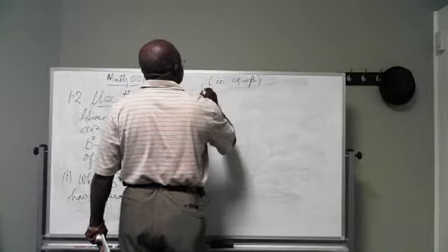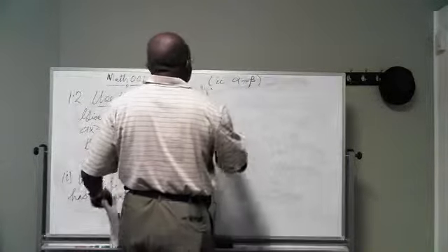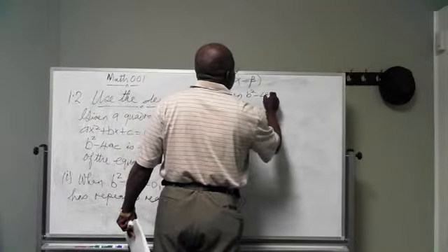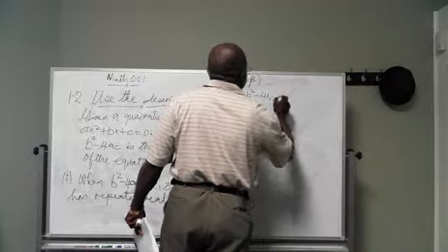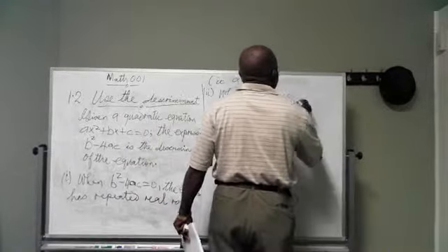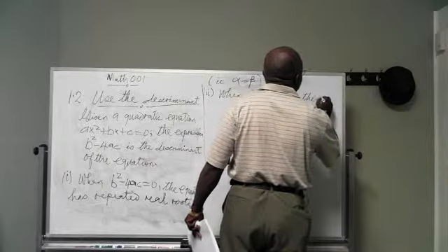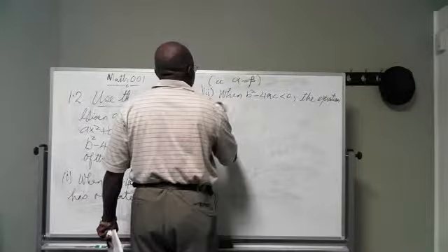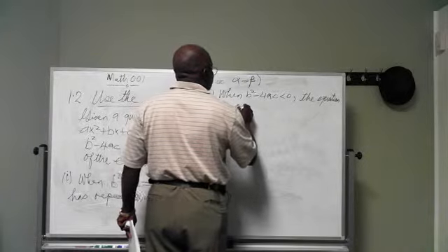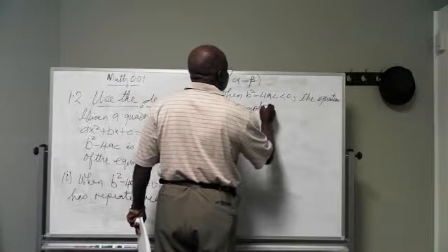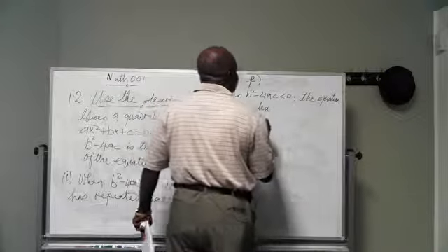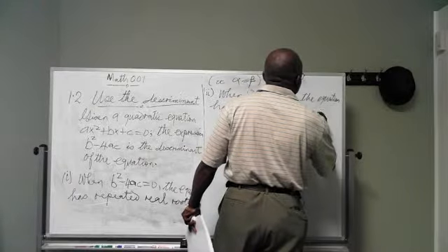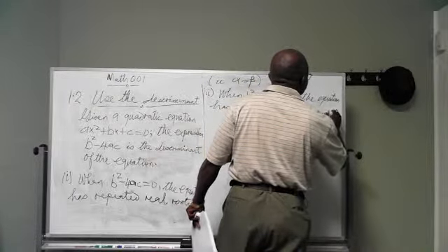Case 2: b squared minus 4ac is less than 0. This means that the equation has complex or imaginary roots.